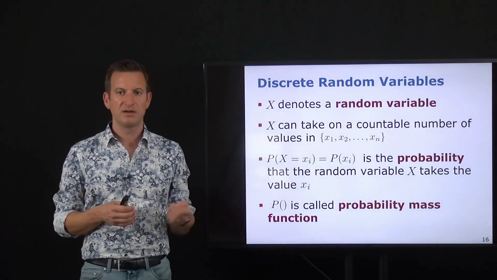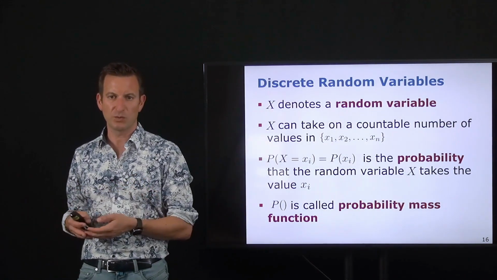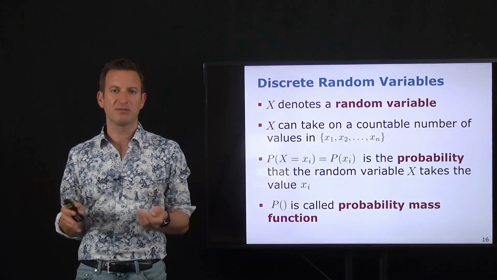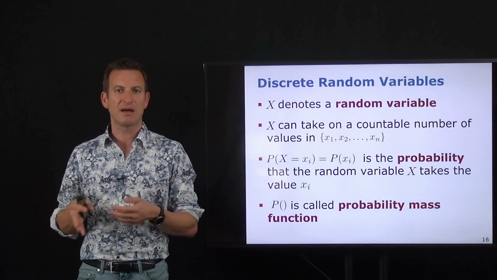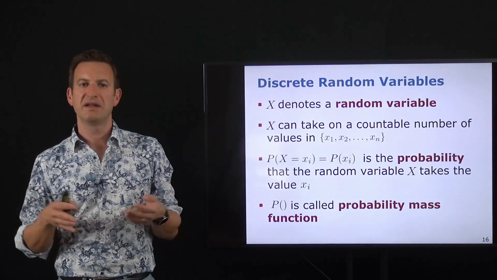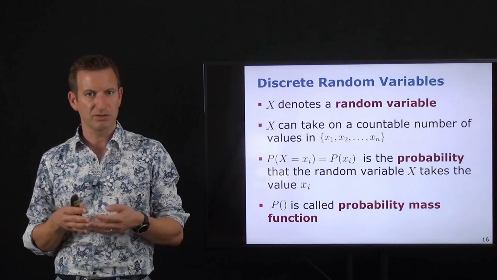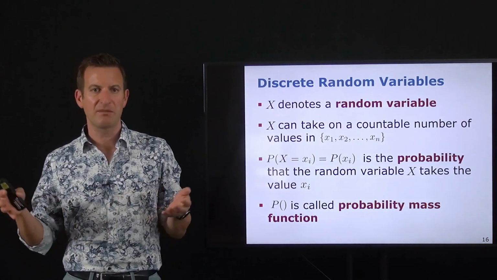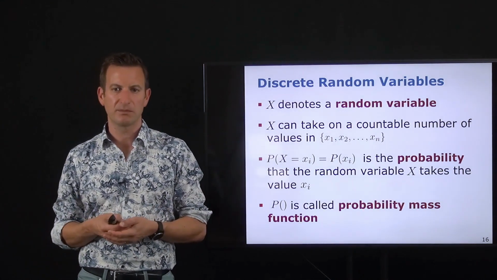This function takes values between 0 and 1, because if you have n possible outcomes, all n outcomes have a probability which is smaller or equal to 1, but in sum it must sum up to 1, because one of those events must take place. So in sum the probabilities must be 1.